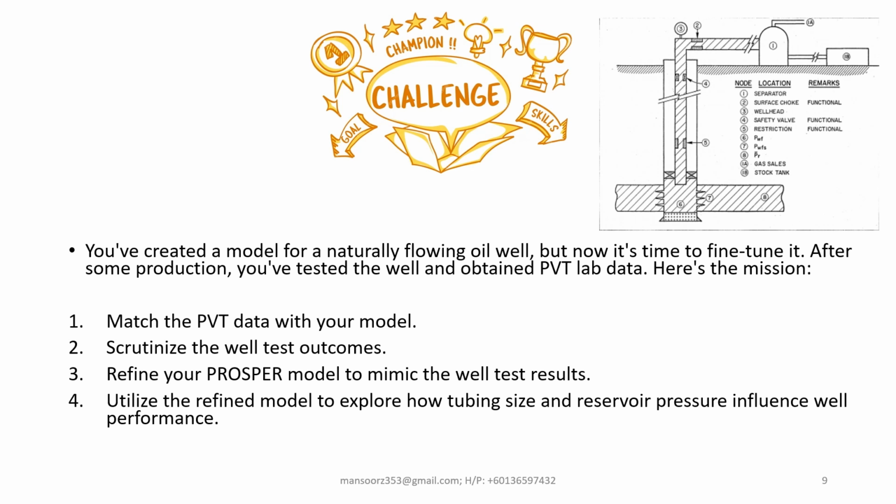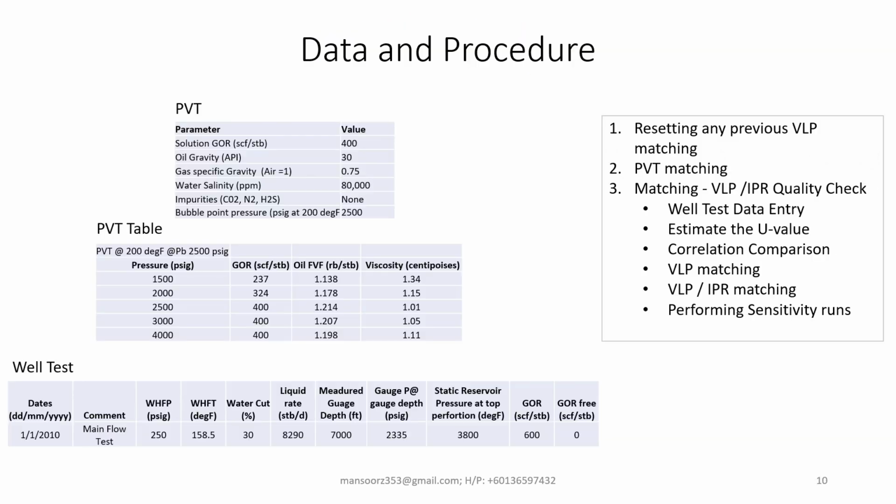Okay, so data and procedures. We have the PVT data, PVT table, well test data, and also the procedure that you need to follow in order to do matching. Here exactly you can see how having a validated U value can affect our performance, specifically for the effect of the PVT, VLP, and IPR matching.